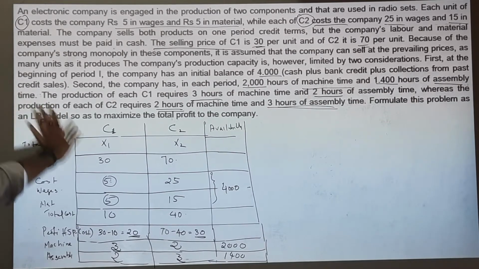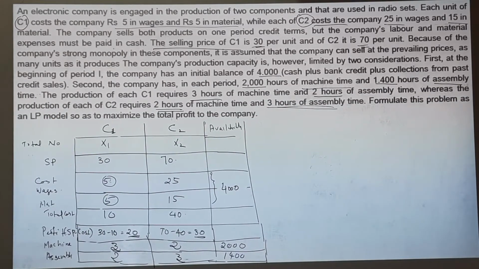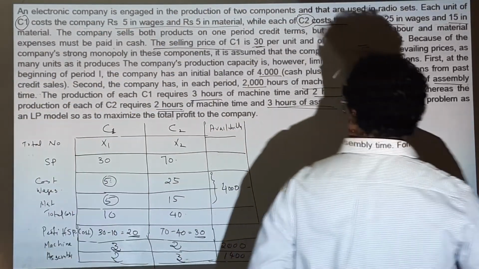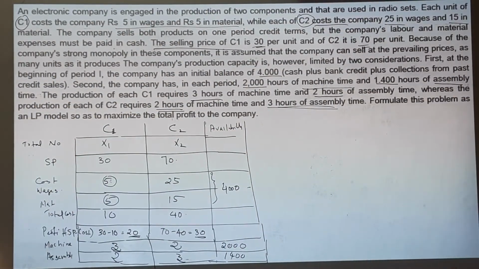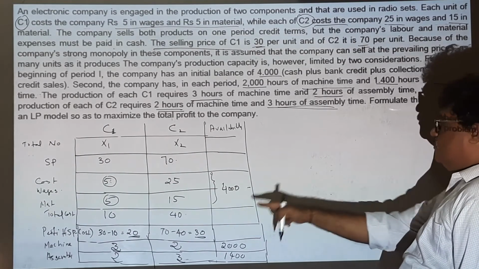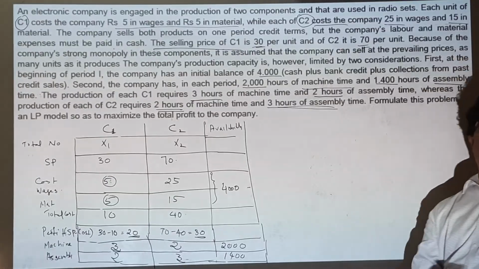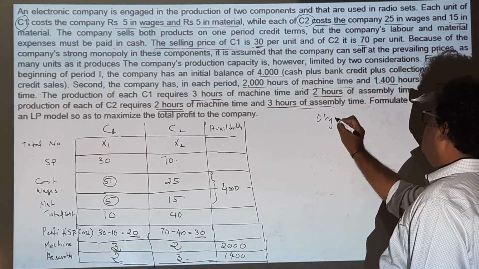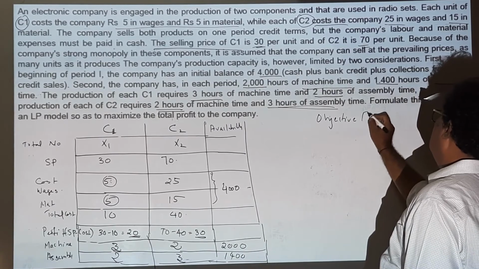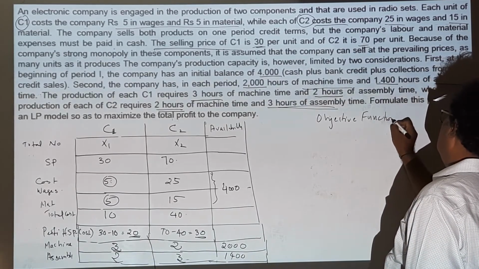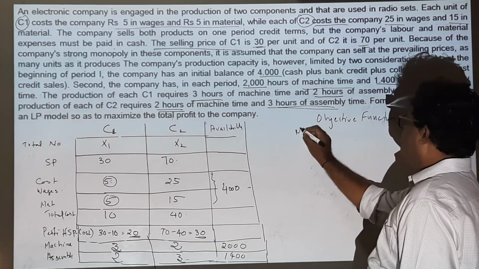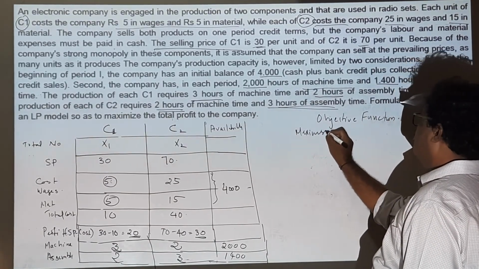So all things are arranged neatly in a table. Neatly means whatever is drawn. Now you need to maximize the LP model. Why? Because we have a profit and we need to maximize the profit. So first, the objective function. What is the objective function? Maximize profit.